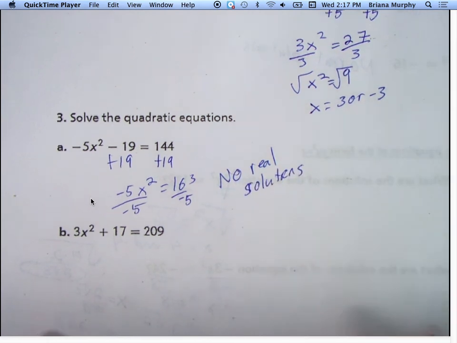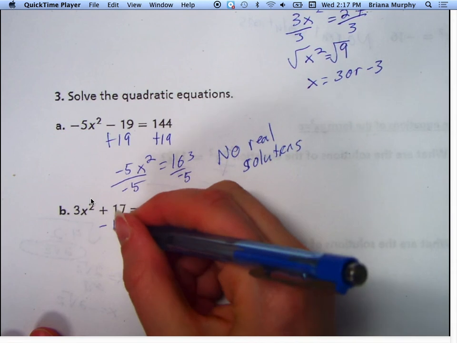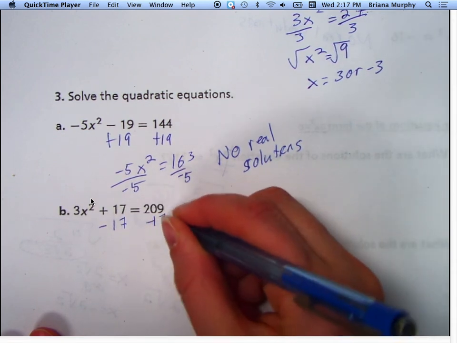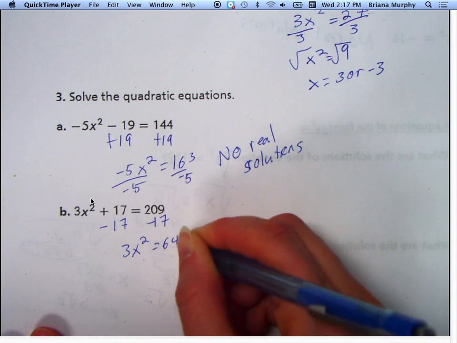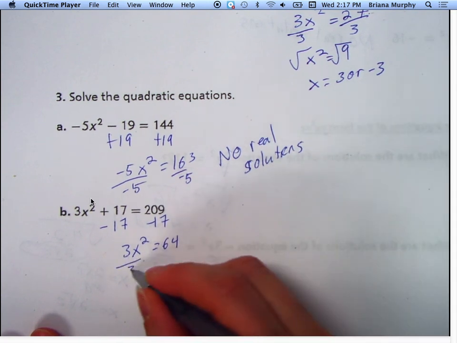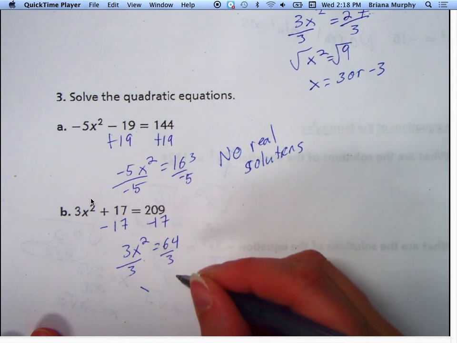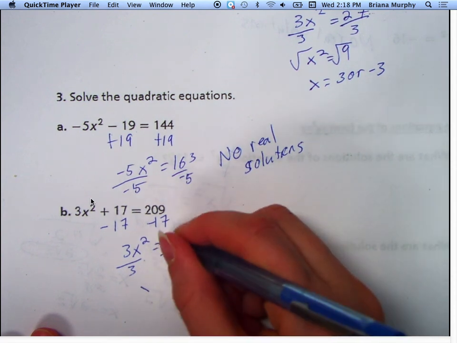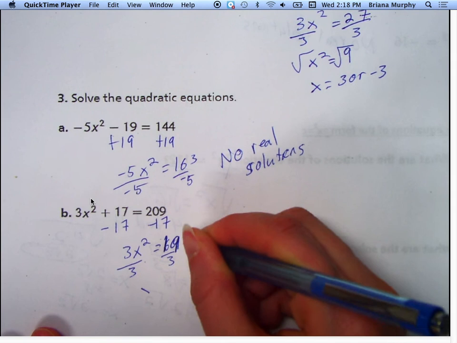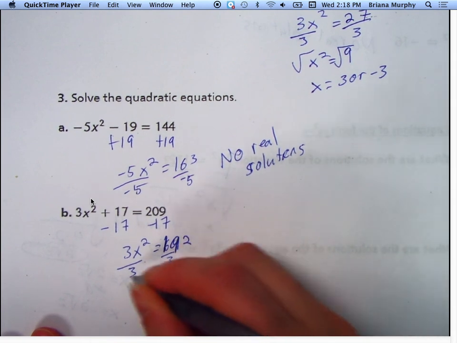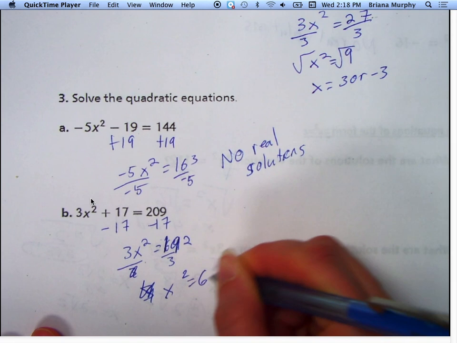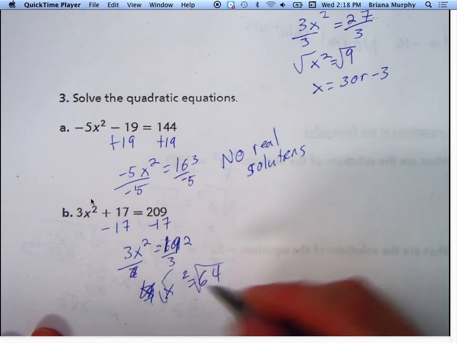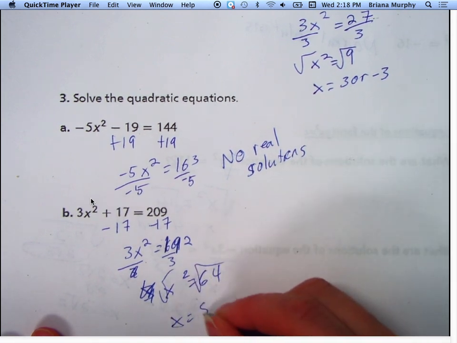Okay. Next, I'm gonna subtract 17 from both sides. And I get 3x squared equals 192. Sorry, guys, I was gonna say something wrong. I skipped a step. Divide by 3. x squared equals 64. There we go. Square root both sides, and you get x equals 8 and negative 8.